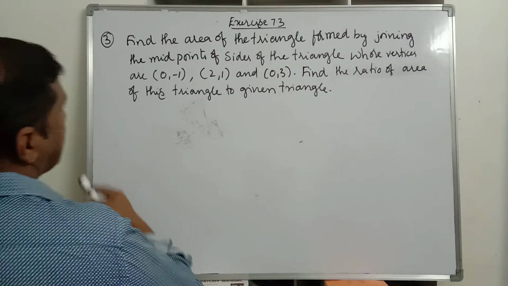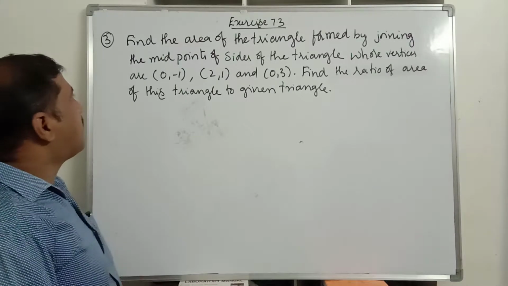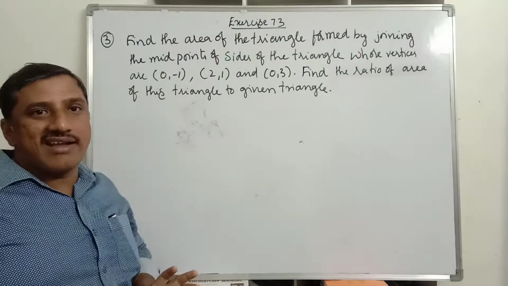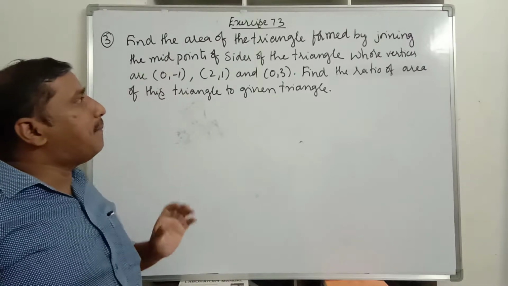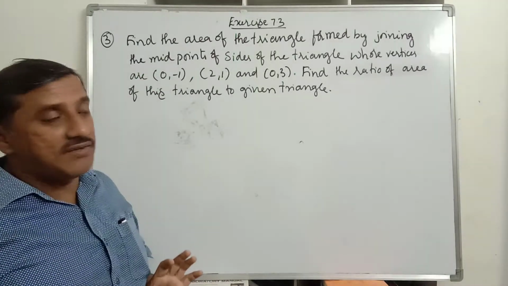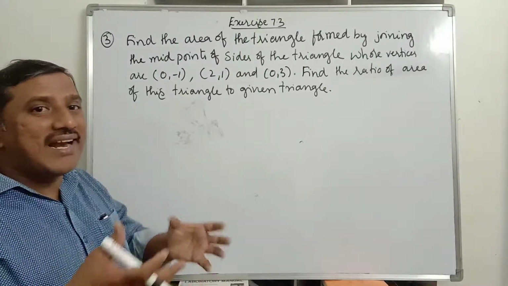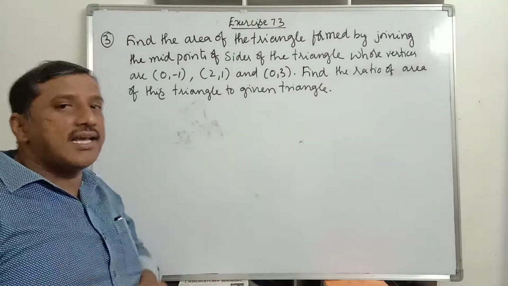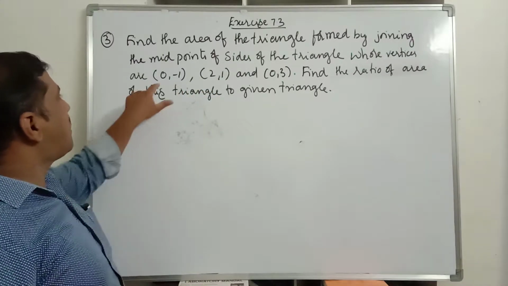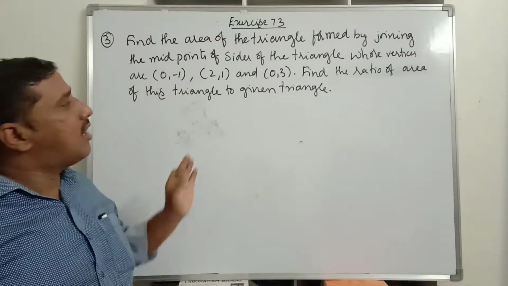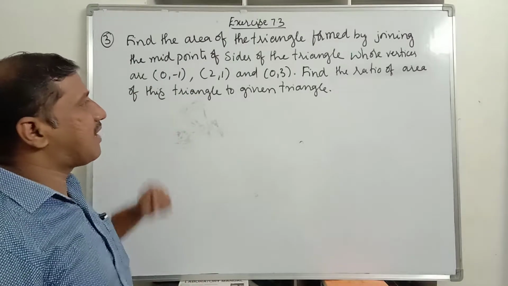Now we will discuss question number 3 from exercise number 7.3. Find the area of the triangle formed by joining the midpoints of the sides of the triangle. So by joining the midpoints of a triangle, we will get a triangle. That triangle's area we have to find. Now what are the vertices of the given triangle? It is (0, -1), (2, 1) and (0, 3) are the vertices of the given triangle.